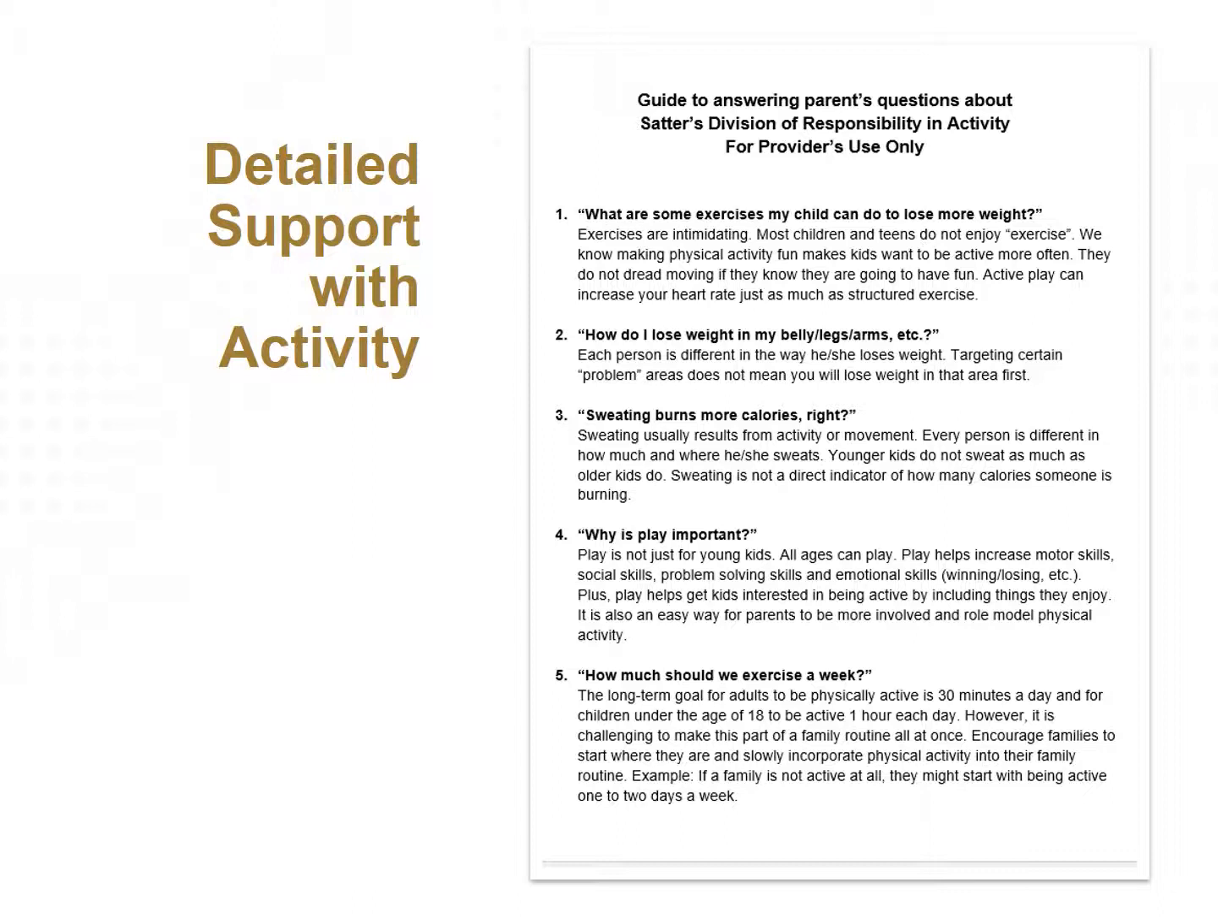And then how much should we exercise a week? This gets to be a real tricky question, as people are wanting to find out how much they need to make their kids be active in order to lose weight. And so we just tend to keep it very general about activity. For children under the age of 18, to be active for about an hour. Adults need to be physically active for about 30 minutes a day. However, that is oftentimes a long-term goal. So we want to start from where they are, meet them where they are, and build up from there to increase their activity slowly.